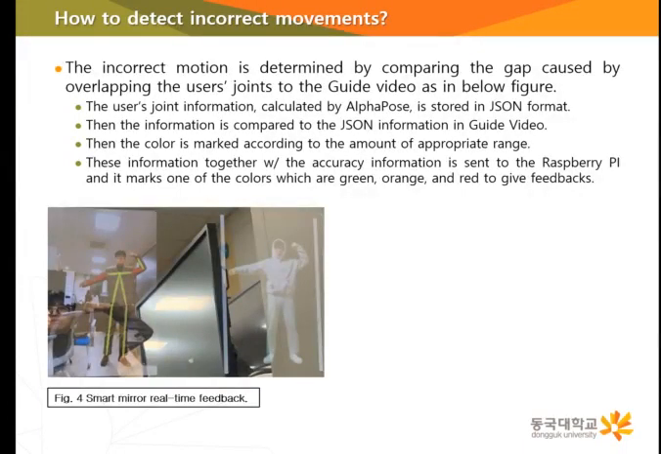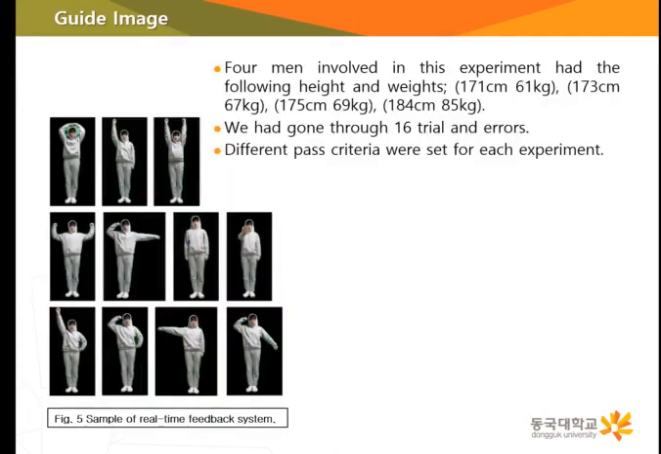The user's joint information is calculated by AlphaPose, which is stored in JSON format. Then the information is compared to the JSON information in the guide video. Then the color is marked according to the amount of appropriate range. This information, together with the accuracy information, is sent to the Raspberry Pi, and it marks one of the colors, which are green, orange, and red, to give feedback. And the picture in figure 5 shows a sample of the real-time feedback system.